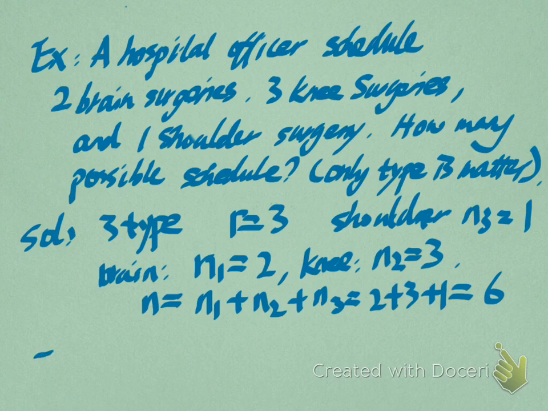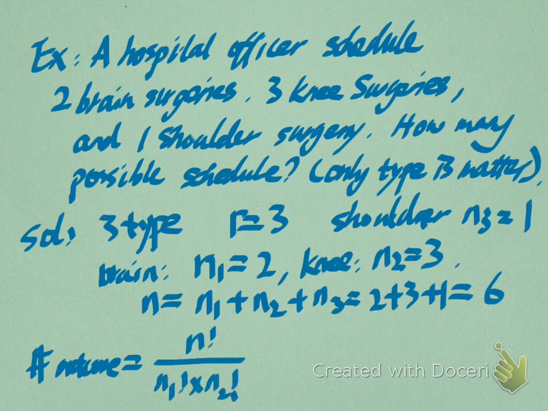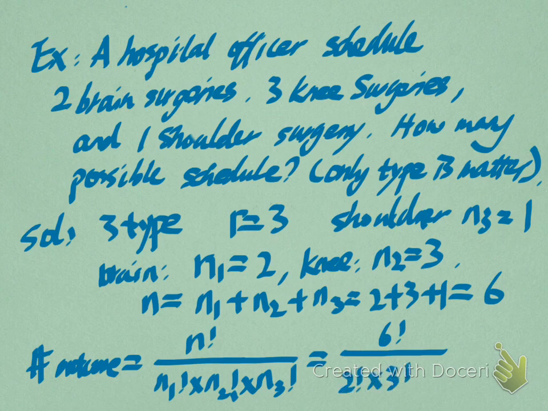Next we can use our formula. The number of outcomes is n factorial over n1 factorial times n2 factorial times n3 factorial. For this question, n is equal to 6, so it's 6 factorial divided by 2 factorial for n1, 3 factorial for n2, and 1 factorial for n3. This is our example. By this we get how many possible schedules we can have for these 6 surgeries with 3 different types. If you use your calculator, you get the final answer of 60.